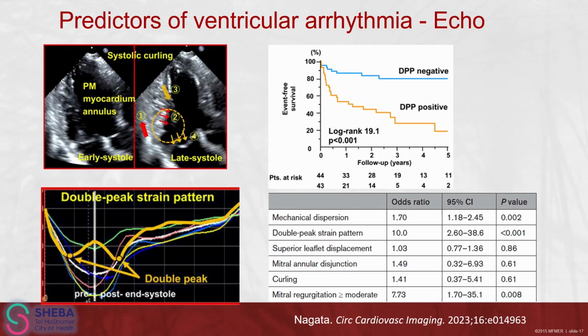And in the most recent publication, if we use tissue Doppler on the lateral aspect of the mitral annulus, we can see this bizarre double peak tissue Doppler pattern indicating this abnormal movement that is sometimes called curling. All of these indicate the distortion of the mechanical activity that is linked to a higher risk of ventricular arrhythmia.